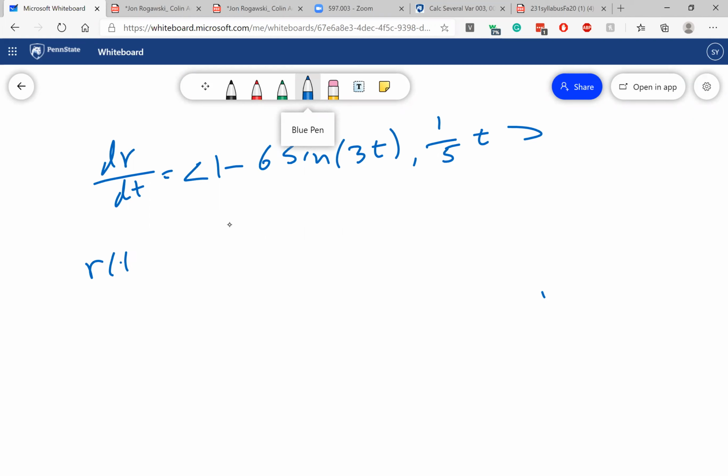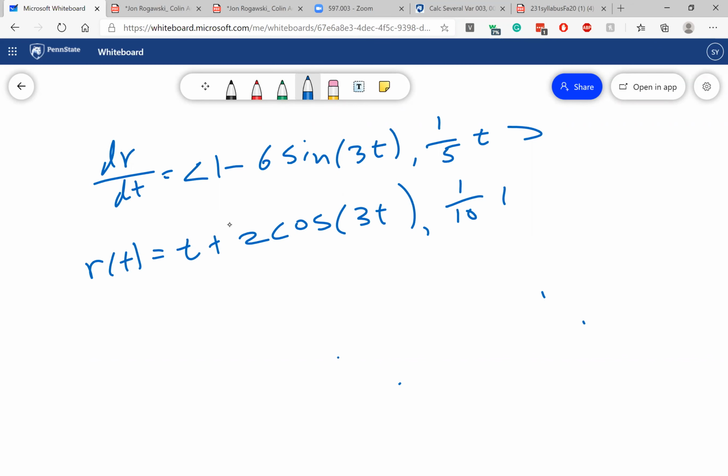So r of t is going to be, well, let's find the antiderivative of this. That's t plus 2 cosine of 3t. Take the derivative of this, we get 1, and then the 3 comes out, gets us 6, the cosine becomes negative sine. And then this would be 1 over 10 t squared.